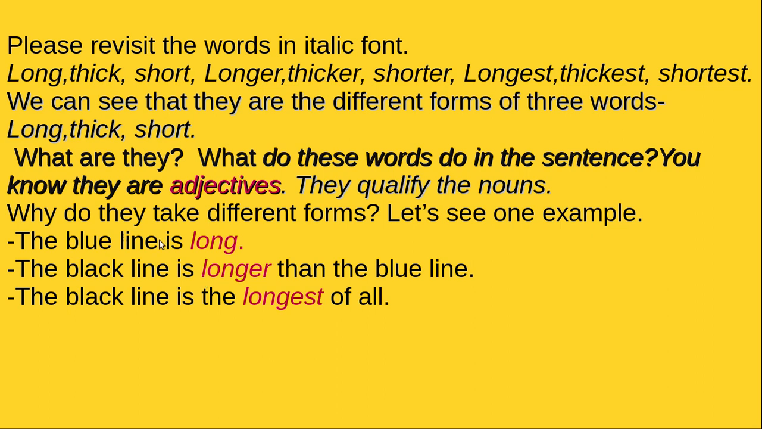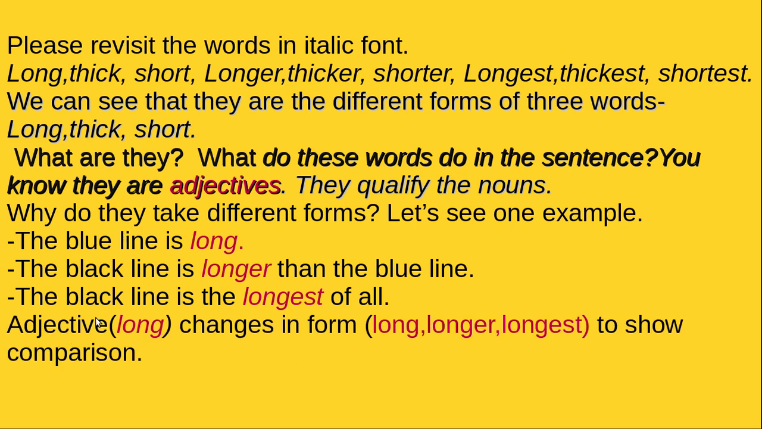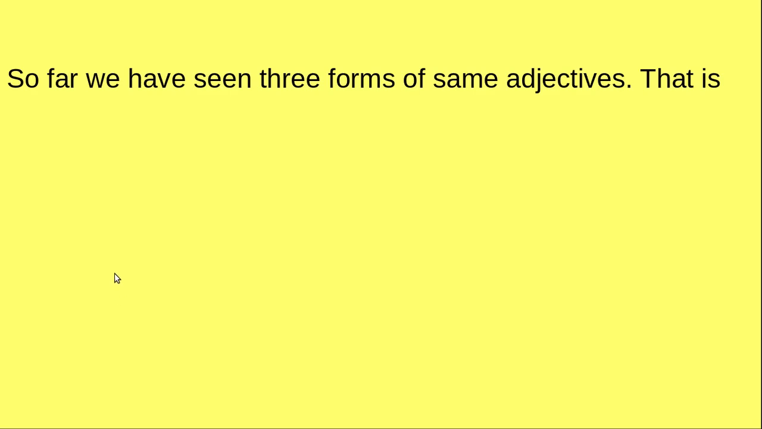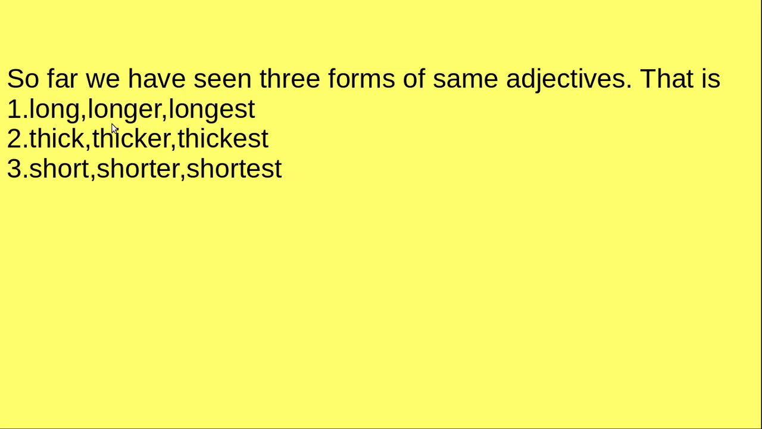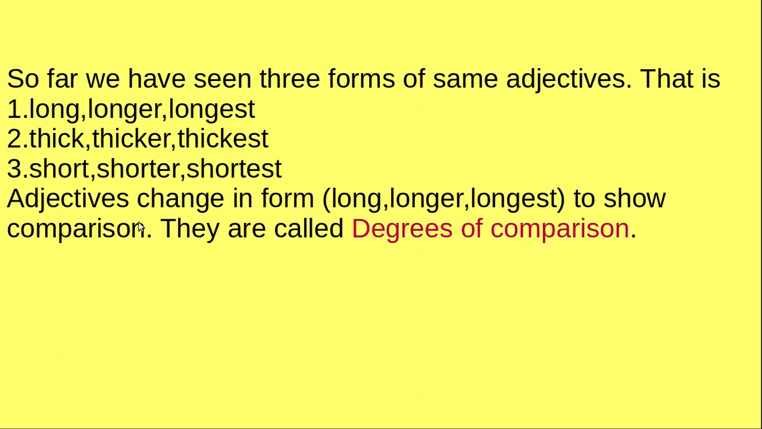Listen. Here you can see a comparison between the black line and the blue line. Here all the lines are compared. There is no comparison in the first. So we can learn that the adjective long changes in form to long, longer and longest to show comparison. Right? So far we have seen three forms of the same adjectives. That is long, longer, longest, thick, thicker, thickest, and short, shorter, shortest.